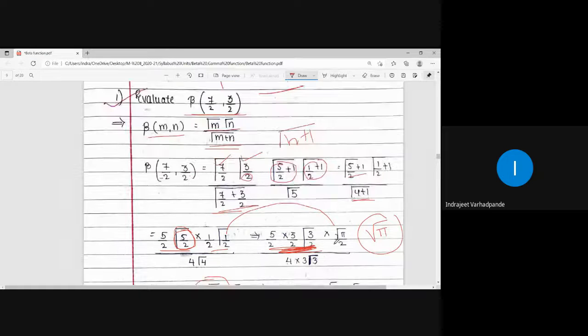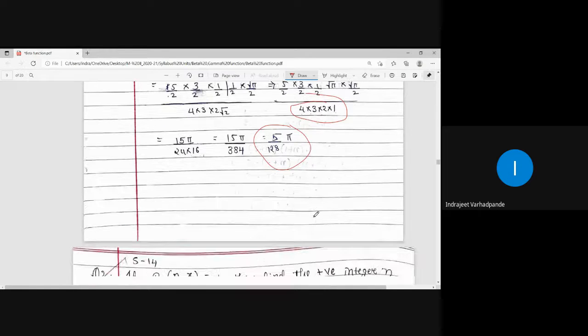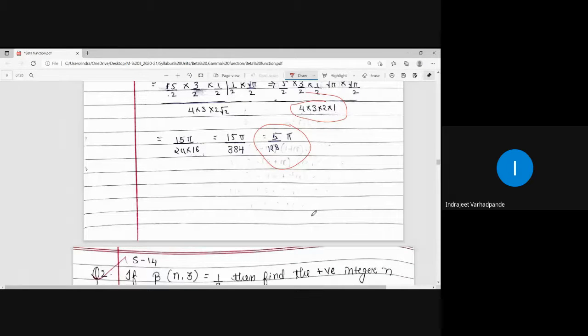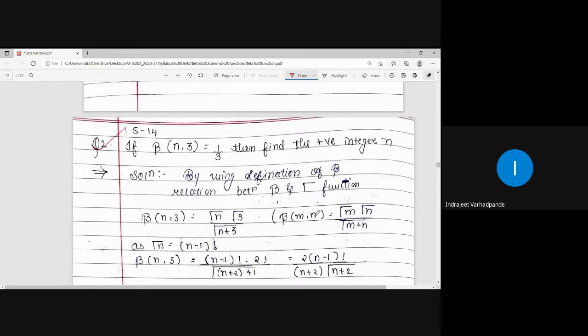So beta 7 by 2 comma 3 by 2 can be easily simplified using the result beta mn as gamma m into gamma n upon gamma m plus n. So we have the result as, you can do the calculations, that answer will be 5 upon 128 pi. So this was one example wherein we had to find out the answer for beta. Next question, many a times it is asked, sort of important one.